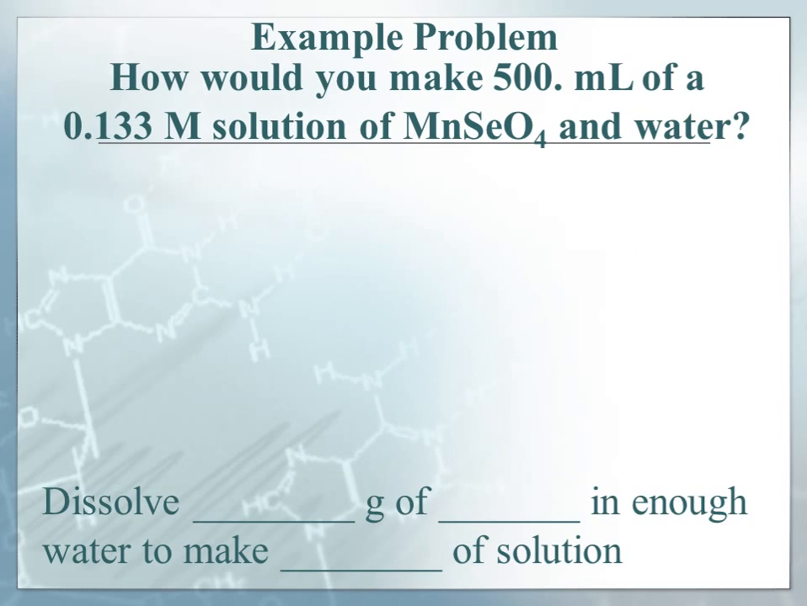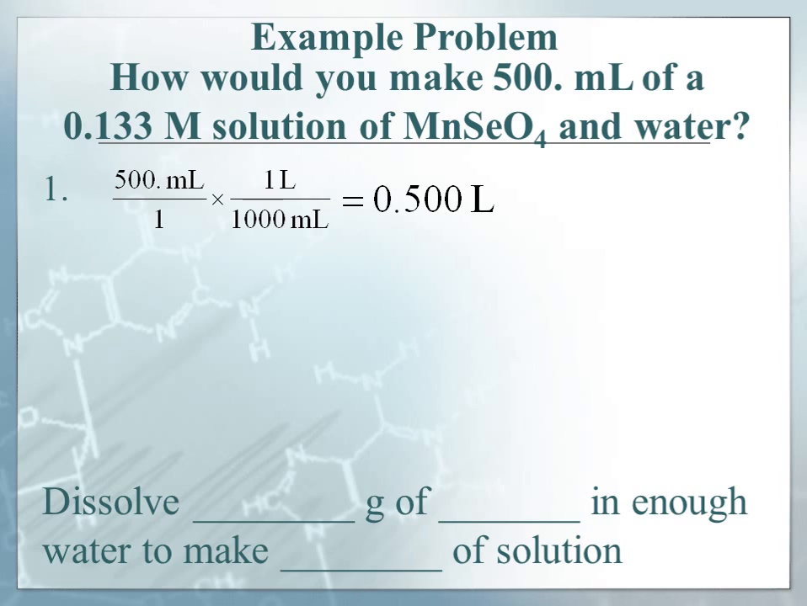So if we take a look at an example, the question is, how would you make 500 milliliters of a 0.133 molar solution of MnSeO4 and water? The first step is to convert that volume into liters. With milliliters canceling, we find that this is equivalent to 0.500 liters. Remember to keep in mind your sig figs for your measurements. Preserve your sig figs as you go through. We should not be dropping those zeros.